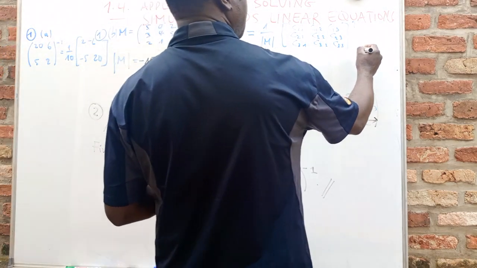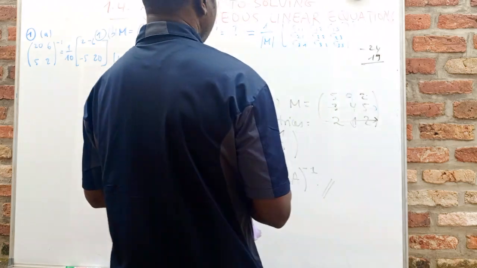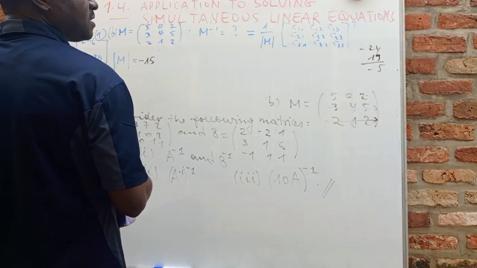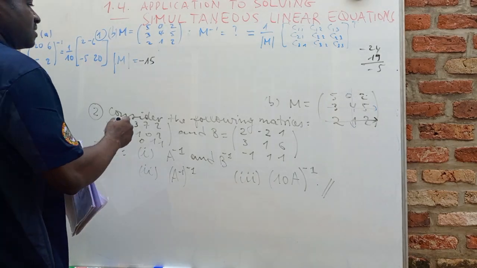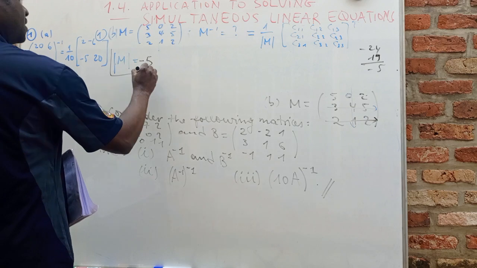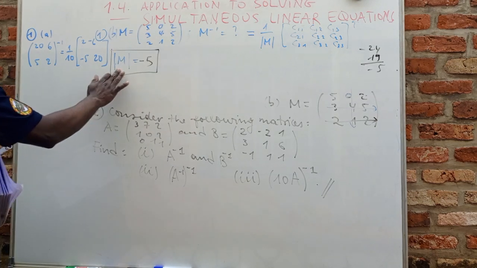Negative, because this is -24, 19. No, it is not, it is just 5. Okay, -5. Okay, this is it. Yeah, mistake here. So -5. Okay. This is the determinant of M.